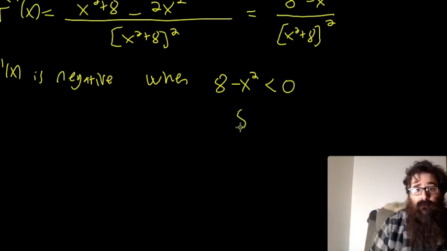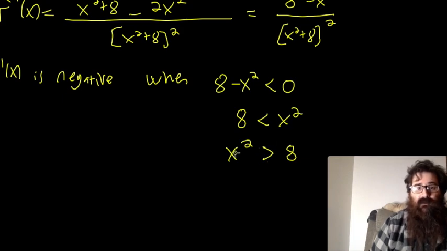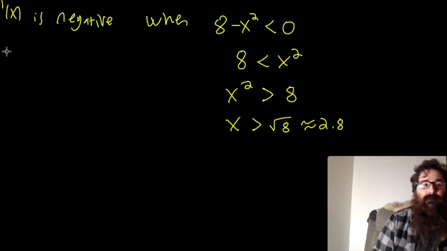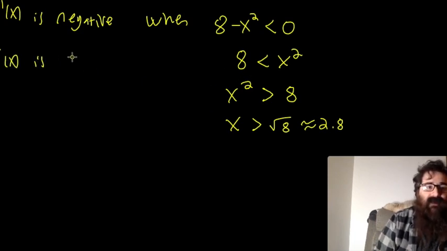If I add x squared over, we'd say 8 is less than x squared. And I like my variable to show up first, so I'm going to write this as x squared and then 8. And I just have to make sure my inequality is still pointing in the same direction. So x squared greater than 8. And then if I take square roots, I'd say, well, then x has to be greater than the square root of 8. And what is this? Well, it's a little bit less than 3. I think it winds up being about 2.8-ish.